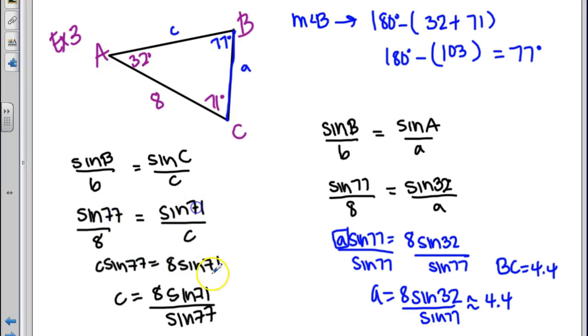All right, so now we can pop this on our calculator, and side C is about 7.8. So those are side lengths, not degree measures. We found angle B is 77 degrees, side BC is 4.4, side AB is 7.8, and we have solved this triangle. We are finished. All right, guys, that's part 1 of 8-6.